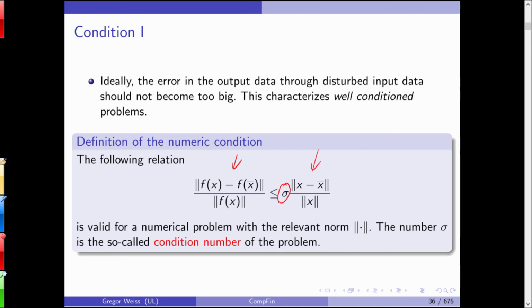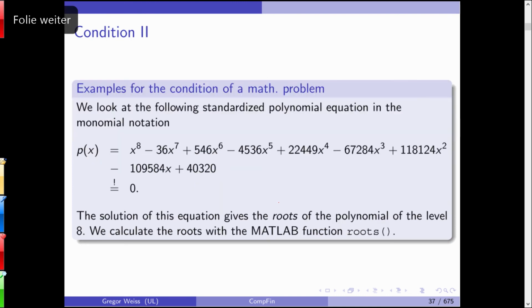It might also be that the relative error is decreased for some reason. It's quite nice, of course. Okay. This is a very good example, and I think this is one of the last few things we'll discuss today. Let's look at this standardized polynomial equation in the so-called monomial notation.